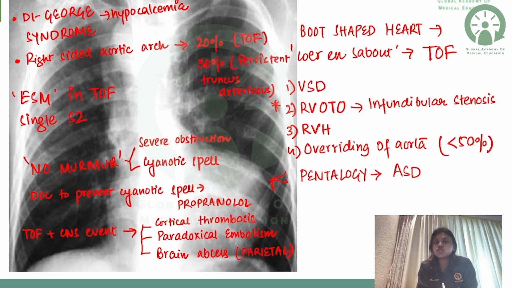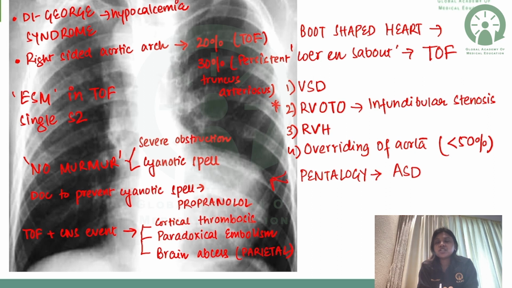What is the drug of choice to prevent cyanotic spell? The answer is propranolol, a non-selective beta blocker. TOF with CNS event, what are the possibilities? Paradoxical embolism, cortical venous thrombosis, and brain abscess. Which lobe is affected? Parietal lobe is affected.